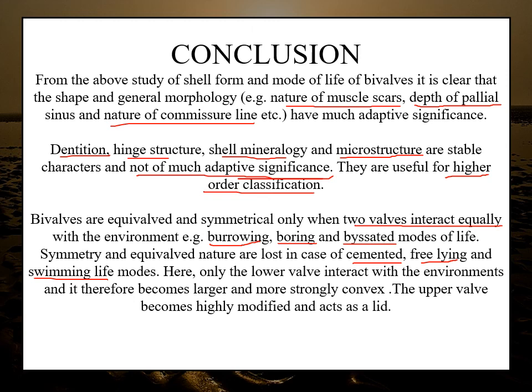In these cases, for cemented and free-lying bivalves, the lower valve is the left valve, whereas for swimming bivalves, the lower valve is the right valve. So here, for these three groups, the lower valve interacts with the environment, and it therefore becomes larger and slightly more convex. The upper valve becomes highly modified and it only acts as a lid over the larger left valve.